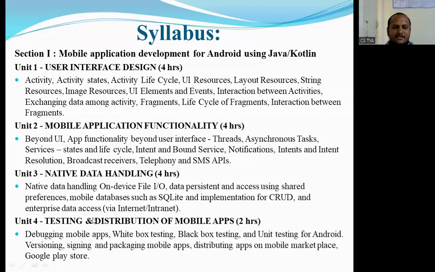Next, unit number 4 is the testing and distribution of mobile apps. For this unit, the university has given 2 hours. The syllabus covers debugging mobile apps, white box testing, black box testing, and unit testing for Android, versioning, signing, and packaging mobile apps, distributing apps on mobile marketplace and Google Play Store. Already you know all the mobile apps are available on Android mobile.